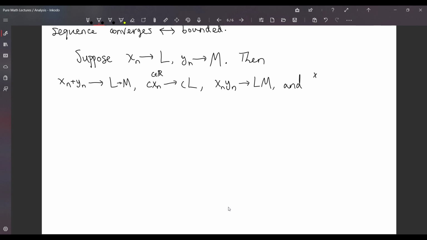And the sequence formed by dividing x sub n by y sub n converges to L over M, where in this case we have to assume the sequence y sub n is never 0 and M is not 0 as well, right? In order for these divisions to actually be real numbers.